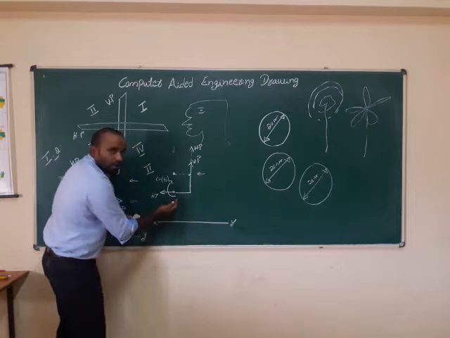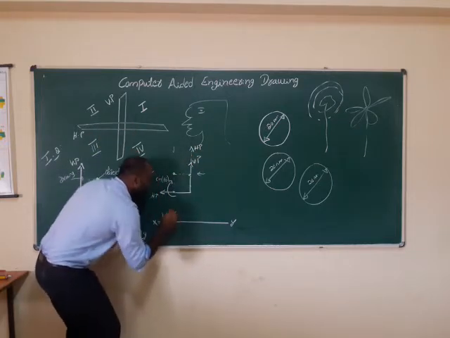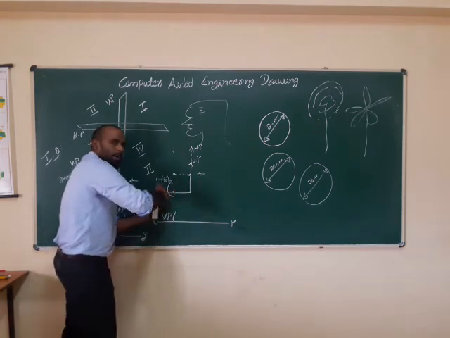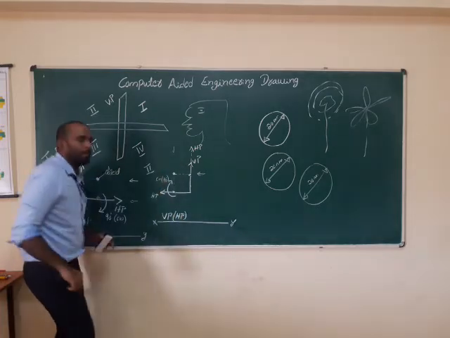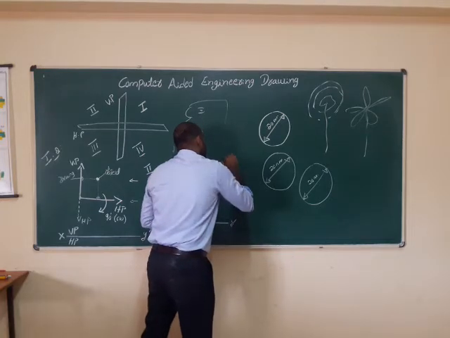So above the XY line, you have to write VP and HP. VP is constant, but HP rotates from bottom to top. That's why you write HP in brackets. In the same way, you have to draw the third quadrant.